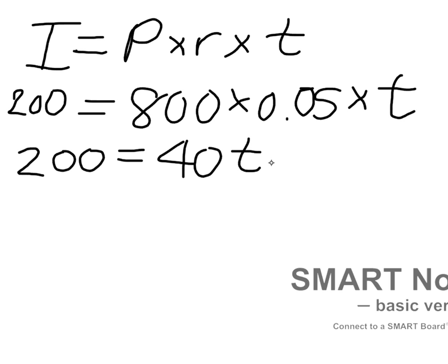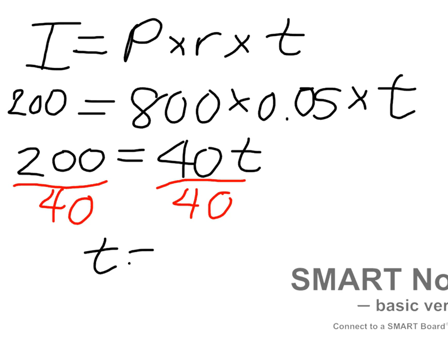And then I can use my algebra skills to solve for the letter t. Remember, to solve for the variable t, I need to get rid of the 40. I can do that by dividing by 40. If I divide one side by 40, I need to divide the other side by 40. I'm going to get 5. So the answer is that I will need to have that money in a bank account for 5 years if I want to buy something that is $1,000. So that's just a quick example of how to use the simple interest formula.